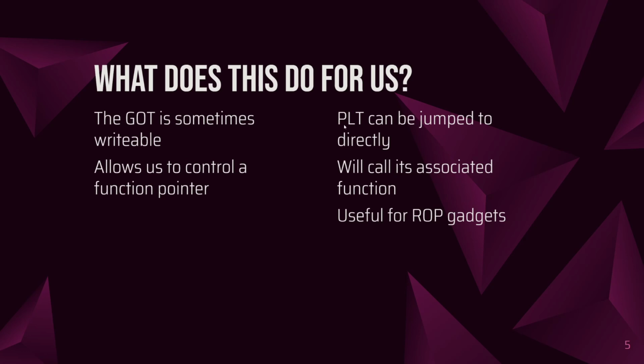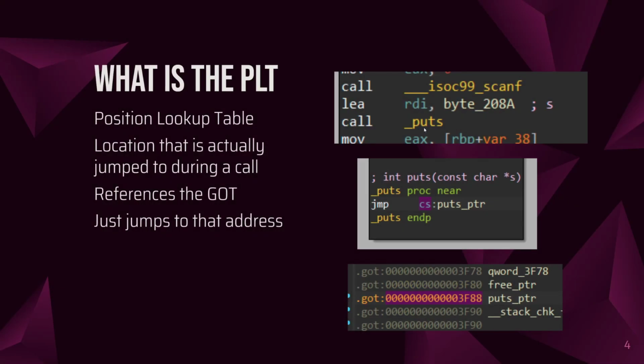Another useful thing is that the PLT can be jumped to directly. So if we have a ROP chain going, instead of jumping right here, we're able to jump right here, straight into the PLT, which will call the GOT function for us.